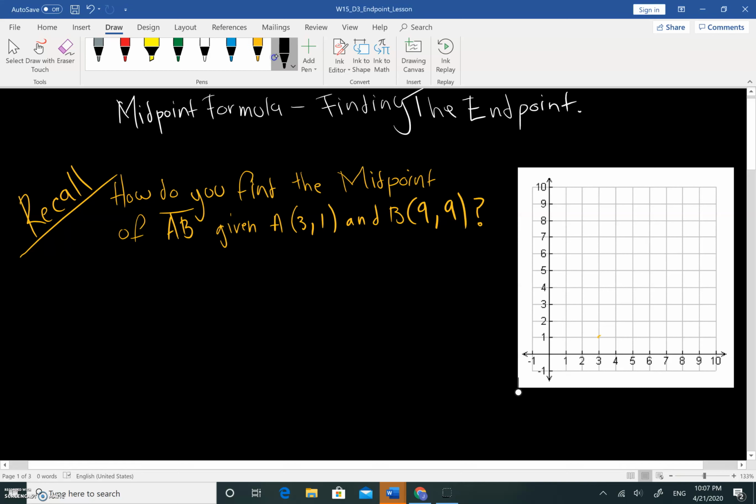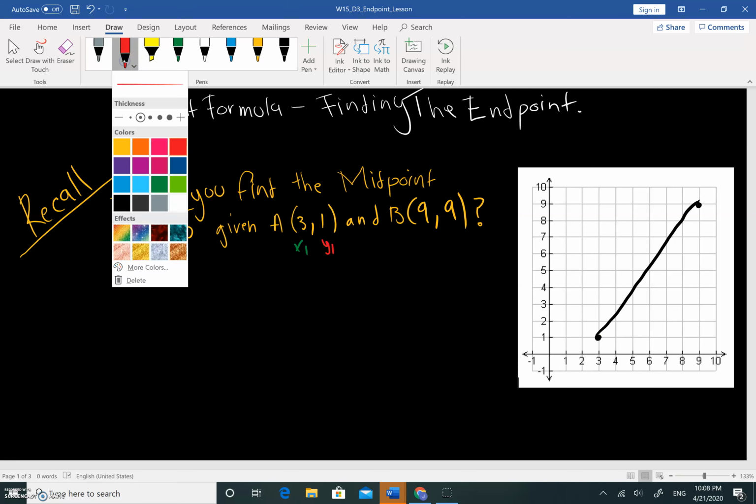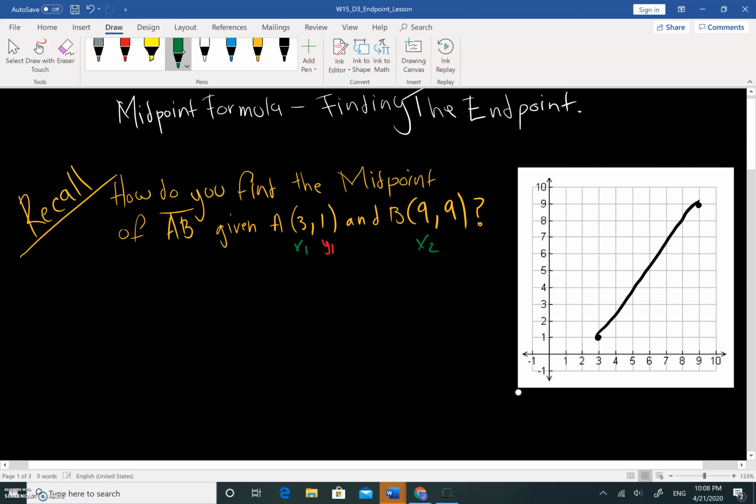If I graph these two points, we have (3, 1) here and then (9, 9) here, right? When you connect them, something like this, you can find the midpoint. The second way that you can find it is by using the formula that we have. So remember, this is going to be our x1, this is our y1, this is our x2, and the other 9 is our y2.